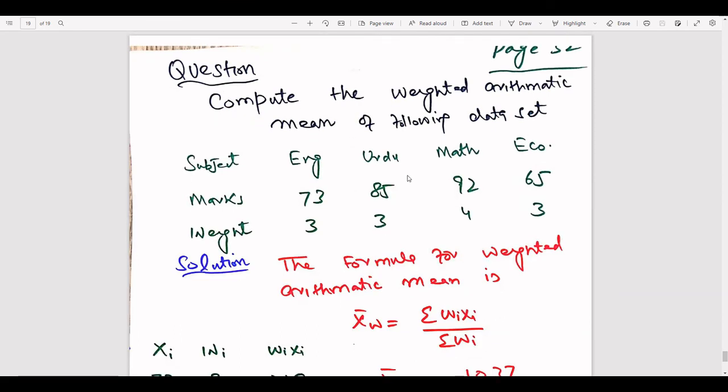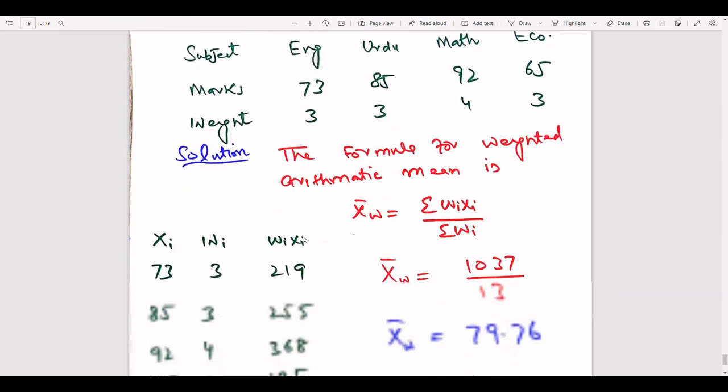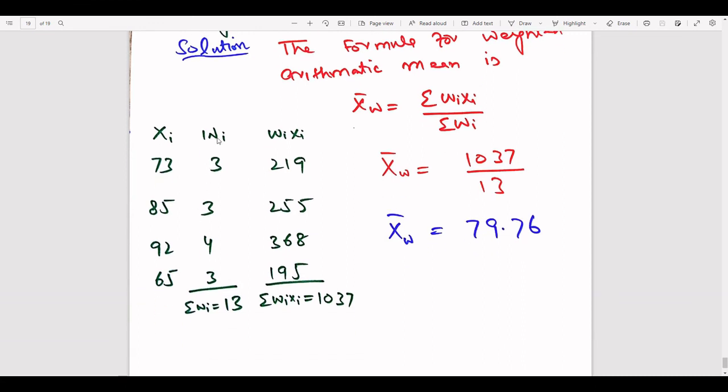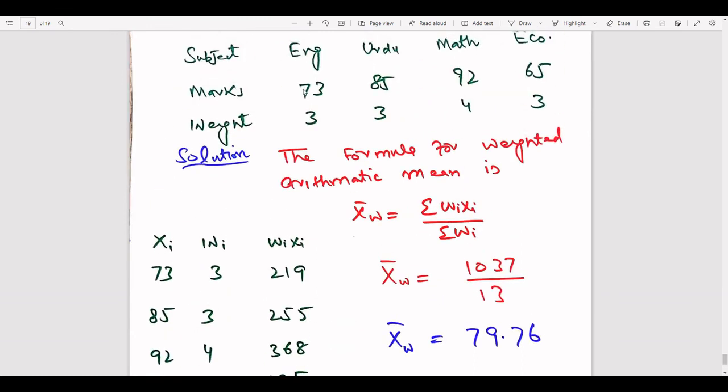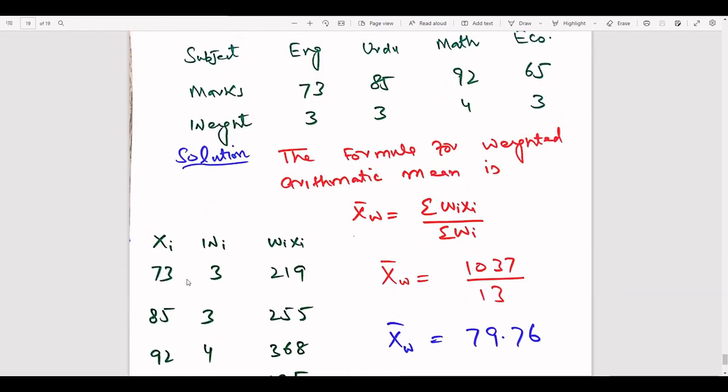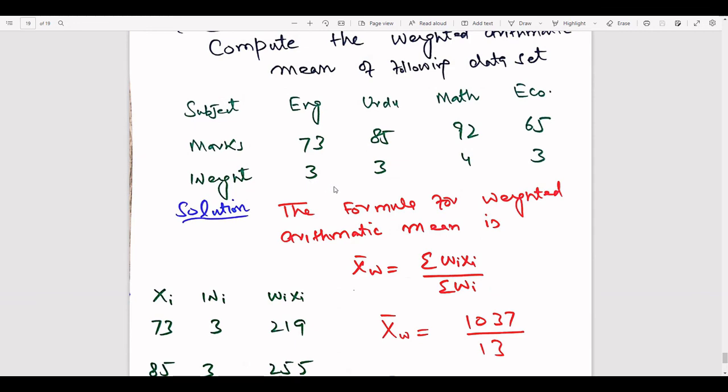Here is the question. Compute the weighted mean of the following data. Here are the subjects, marks, and these are the weights assigned. As you see here, weight. So it means we use the weighted formula, weighted arithmetic mean: x bar w is equal to sum of wi xi over sum of wi. Here I write the data of x, which is 73, 85, 92, 65, and the weights assigned are 3, 3, 4, 3.